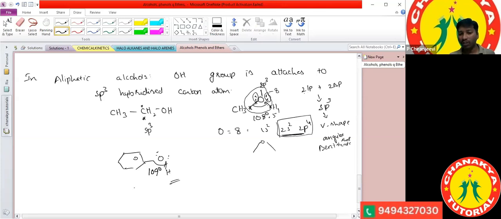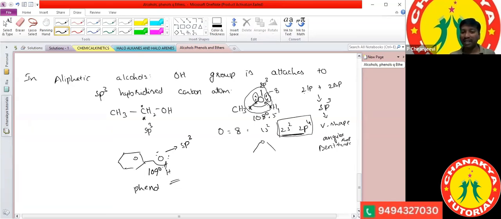So this one is the phenol structure. In this one, oxygen exhibits sp3 hybridization, and the bond angle here is 109 degrees. Okay, and if you see, the bond length between carbon and oxygen in phenol is less than the bond length between carbon and oxygen in alcohol.